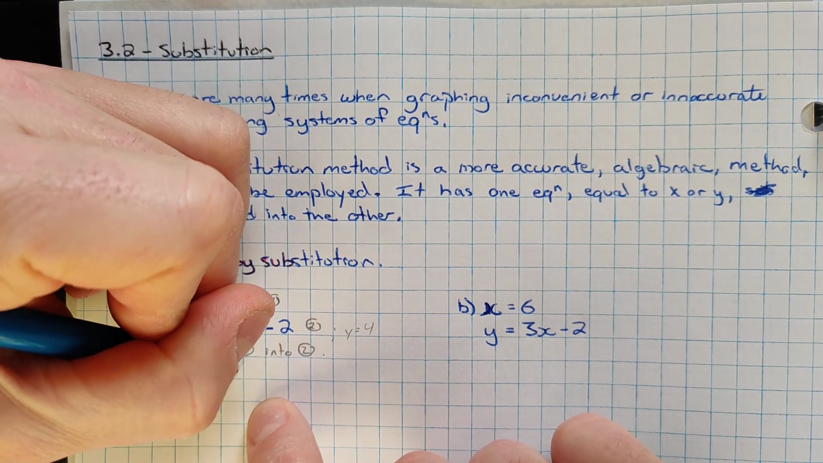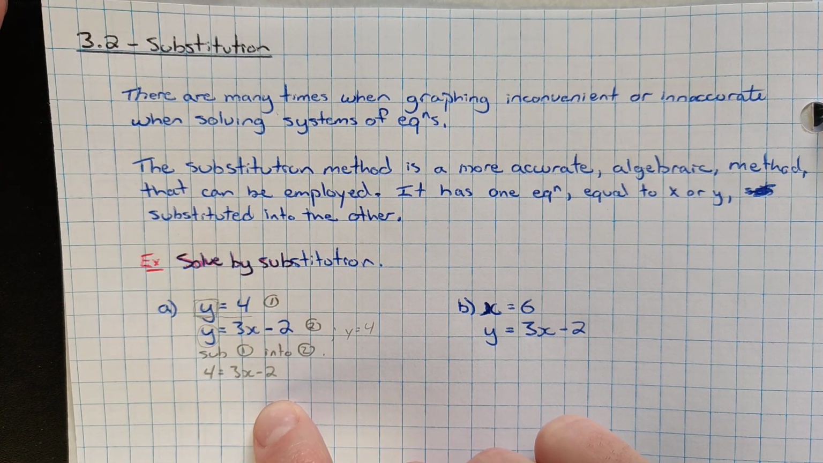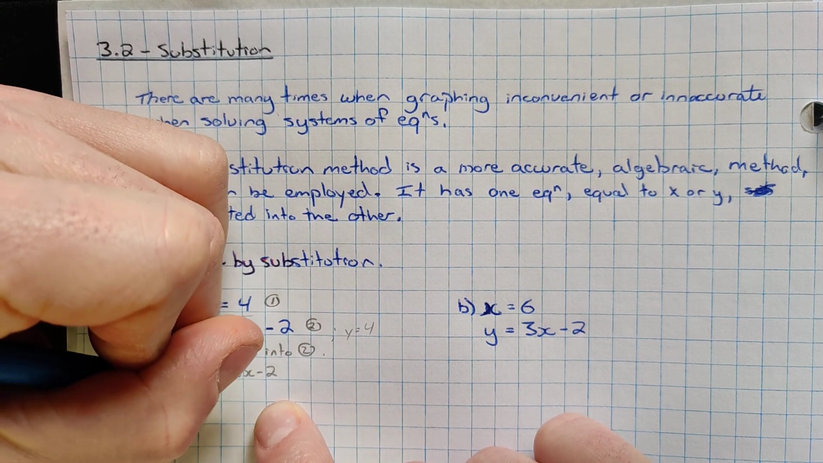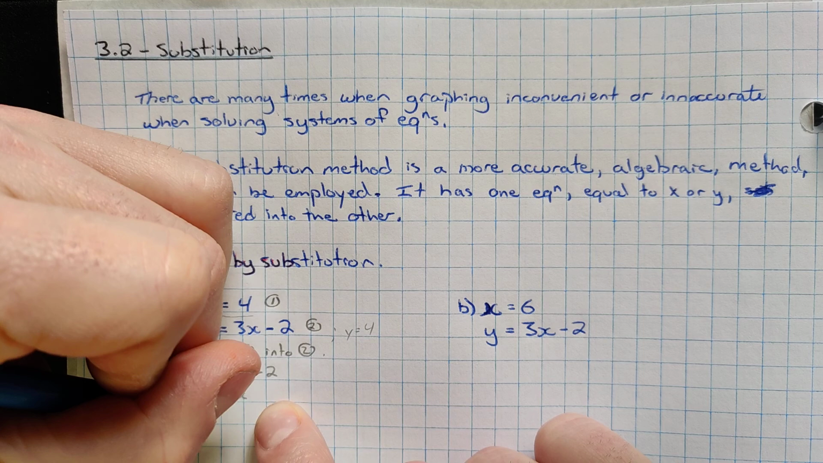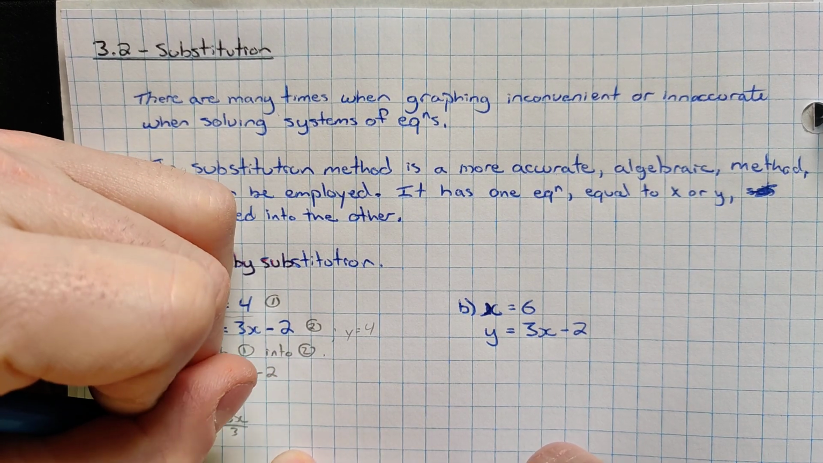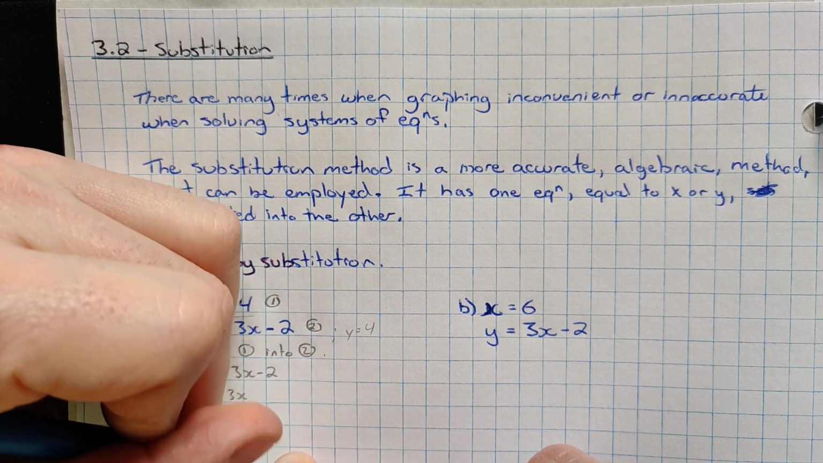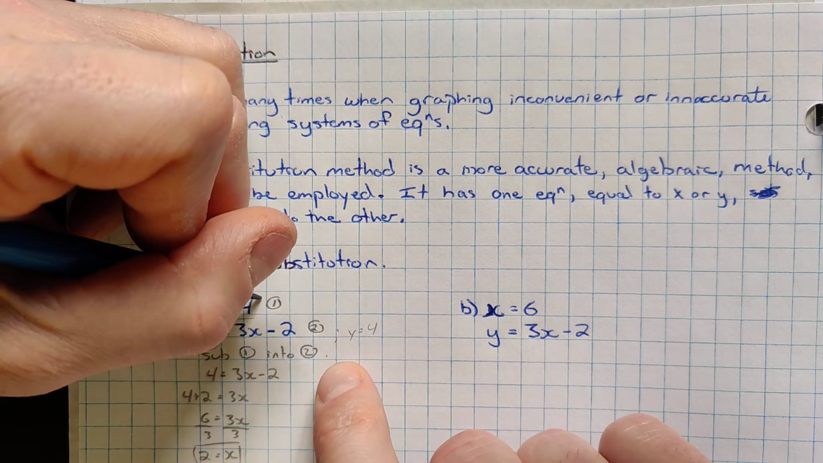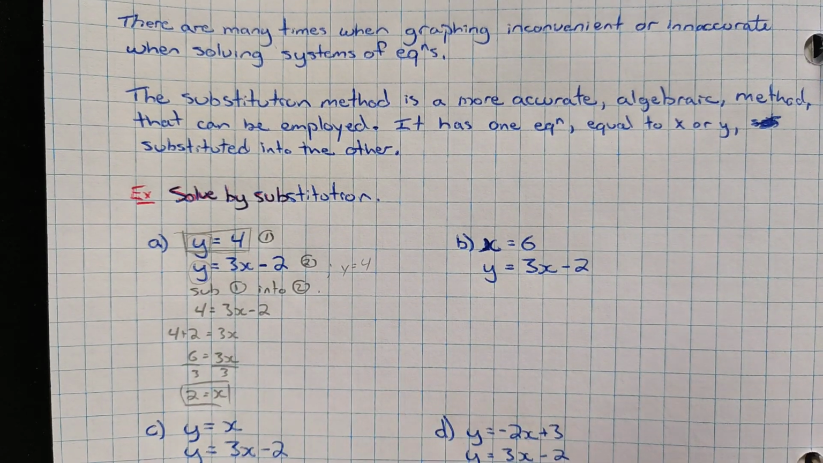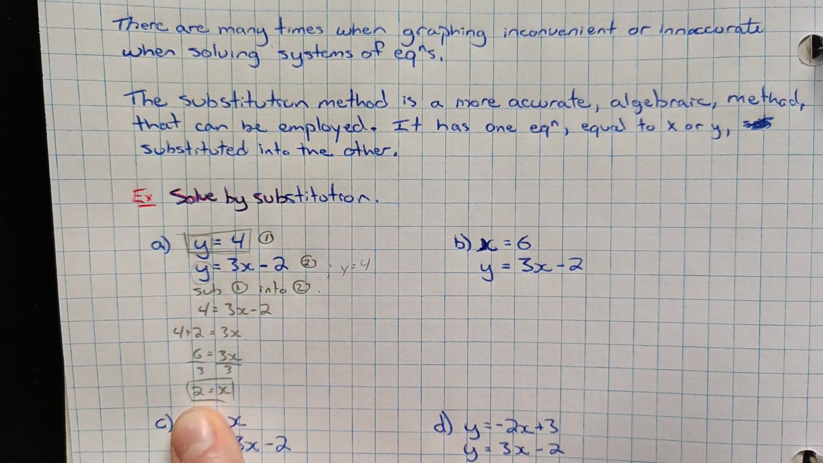4 equals 3x minus 2. And now I just need to solve this for x. I'll move the 2 over. 4 plus 2 equals 3x. 6 equals 3x. And then divide both sides by 3. 2 equals x. So there's my x value. I already know that the y value is 4 from the original statement. So here's my point of intersection. x is going to be 2 and y is going to be 4.